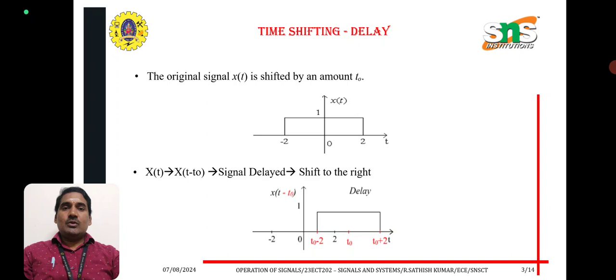Right, the original x of t is shifted by an amount t naught, with the signal from minus 2 to plus 2. x of t minus t naught is the signal delayed, shifted to the right. It is delayed by 2 units, therefore we get it from t naught minus 2 to t naught plus 2.